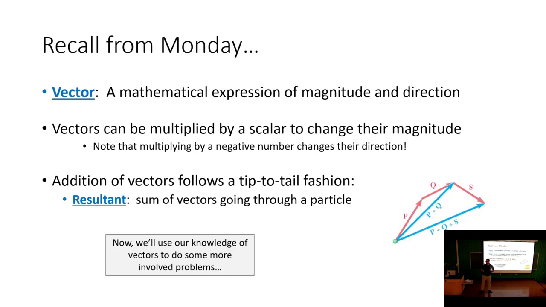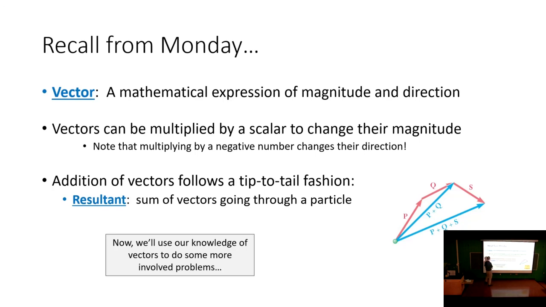And vectors are mathematical expressions that contain both a magnitude and a direction. So physical representations of that might be velocity, acceleration, and most importantly to us, forces.